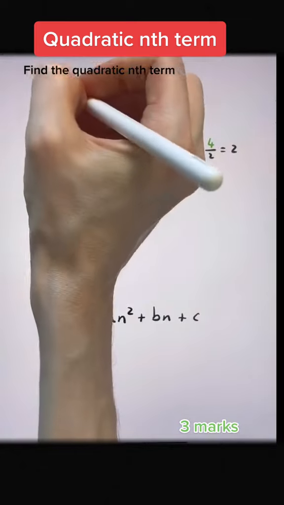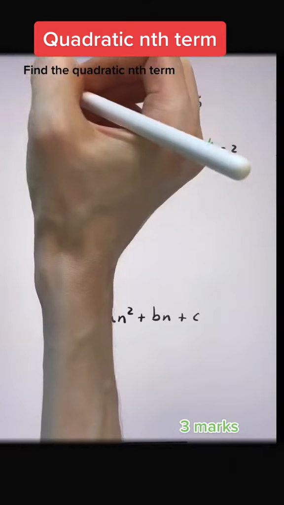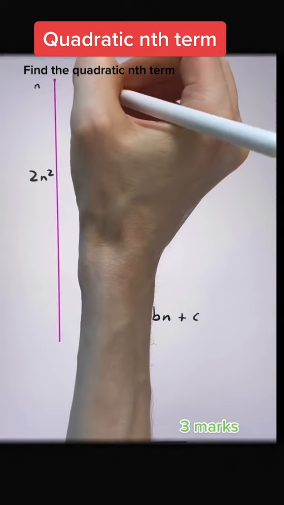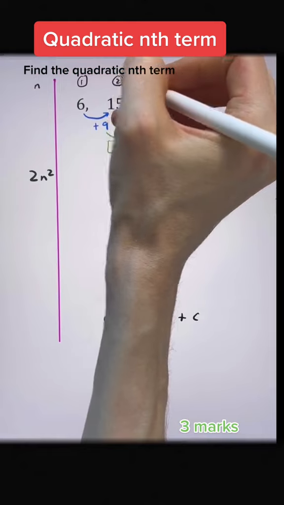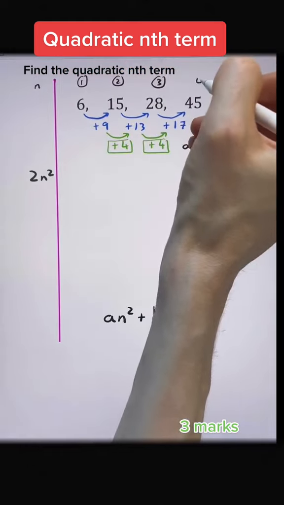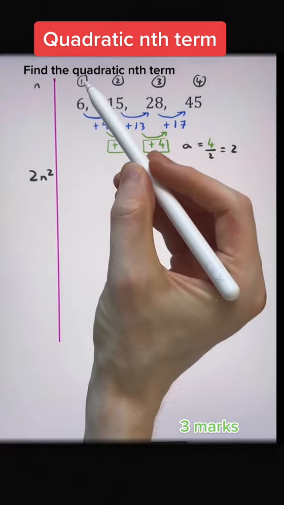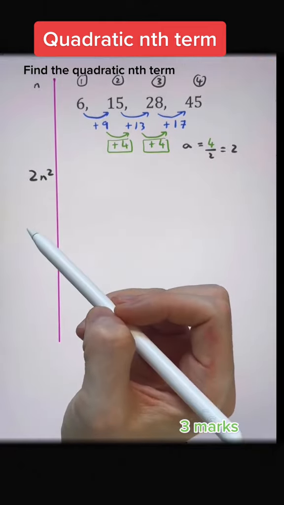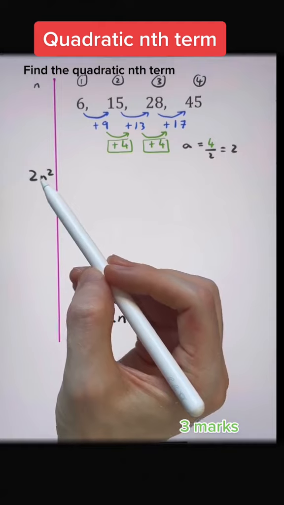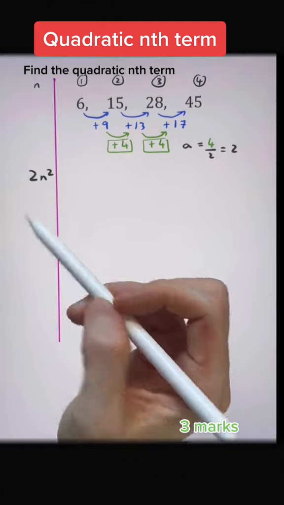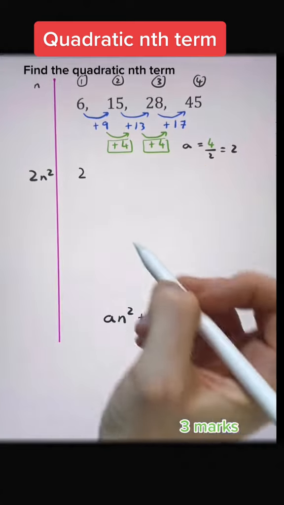Therefore, I know my quadratic sequence must start in the form 2n squared. Drawing a margin on the left-hand side, I also know that n represents the position of each of my terms. This is my first term, this is my second term, my third term, and my fourth term. Substituting when n is 1 into 2n squared, n squared will become 1 squared, and 1 times 1 is 1, and in multiplying by 2, well 1 times 2 gives us 2.